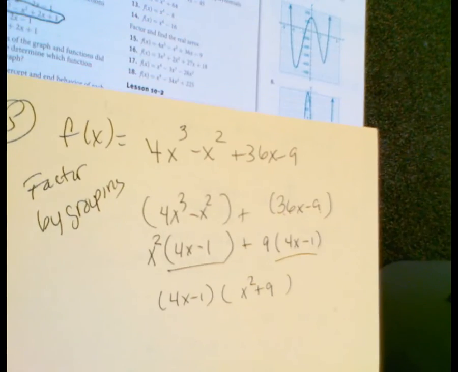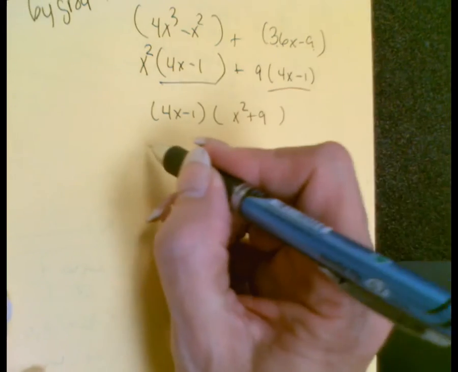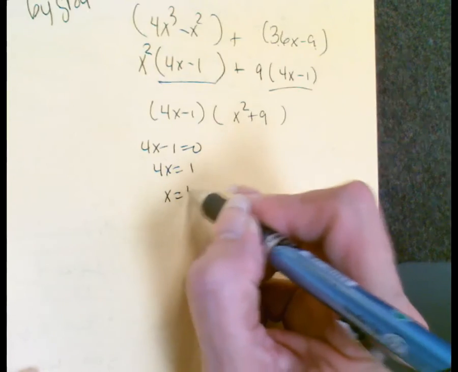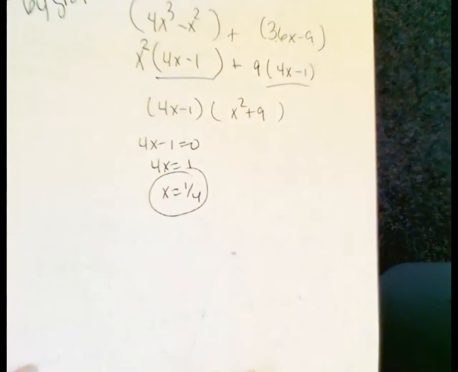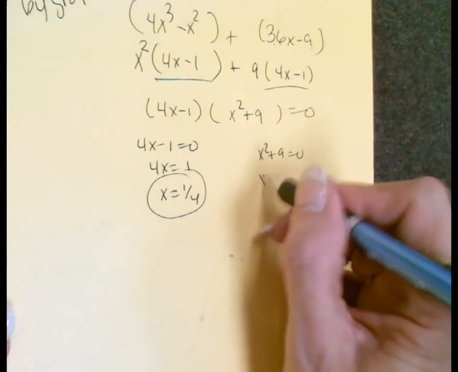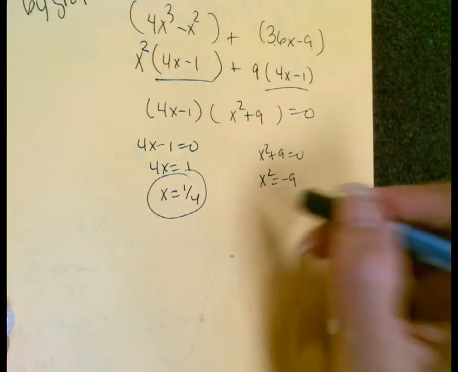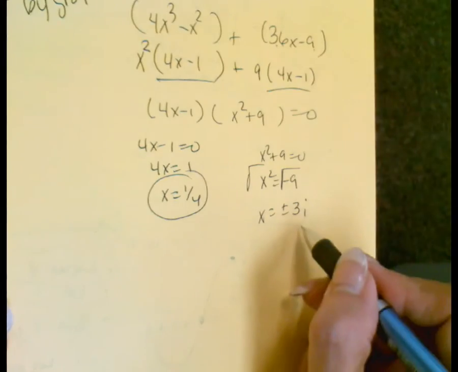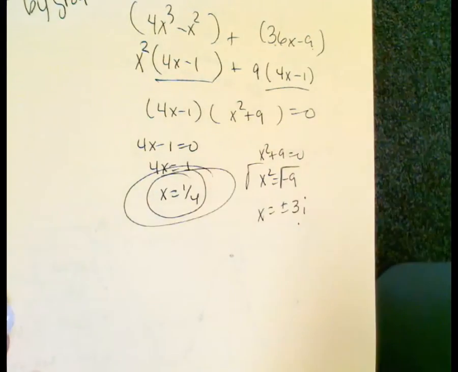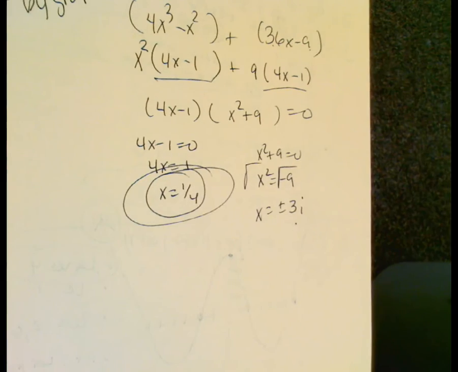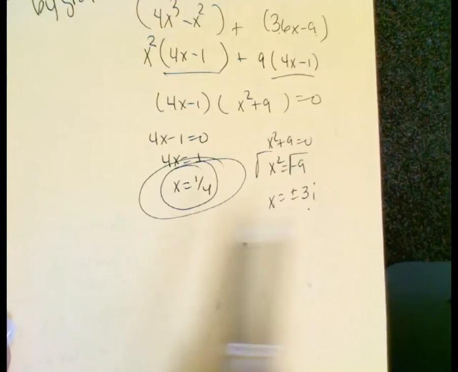Now this problem said factor and find the real zeros. If you set your first factor equal to 0 and solved, you would get 4x equals 1 and x is 1/4. That's a real zero. If you set x squared plus 9 equal to 0 and subtract 9, you get this. And if you square root, you get x equals plus or minus 3i. These are imaginary. It says give me the real root only, so you'd give me 1/4. If you graph this, it will only cross at 1/4 because the other 2 answers are imaginary. Remember, there's 3 answers. 1's real, 2 are imaginary.